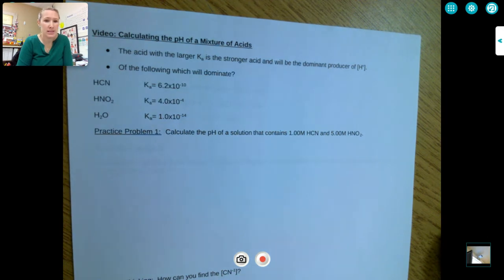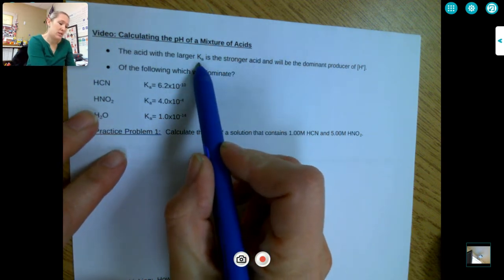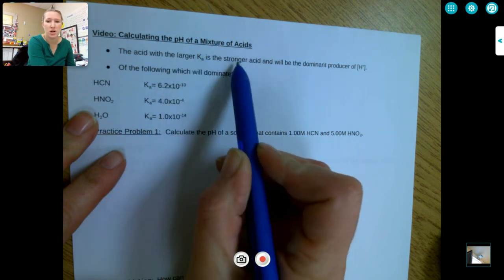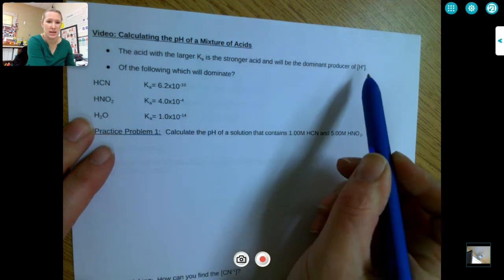The way that we can decide which acid is going to dominate, or be the biggest producer of hydrogen ions, is to look at the Ka values of our different acids. The one with the larger Ka value is going to be the stronger acid and is the one that's going to dominate the production of hydrogen ions.